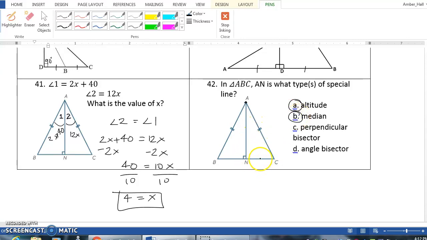And therefore we know that this side is congruent to that side. Well, perpendicular bisectors, it is in fact perpendicular and bisects. And angle bisectors, in an isosceles triangle, we also know that these angles are congruent. Therefore, AN is all 4 of these. It's an altitude, median, perpendicular bisector, and angle bisector. And that is your review for Unit 7.